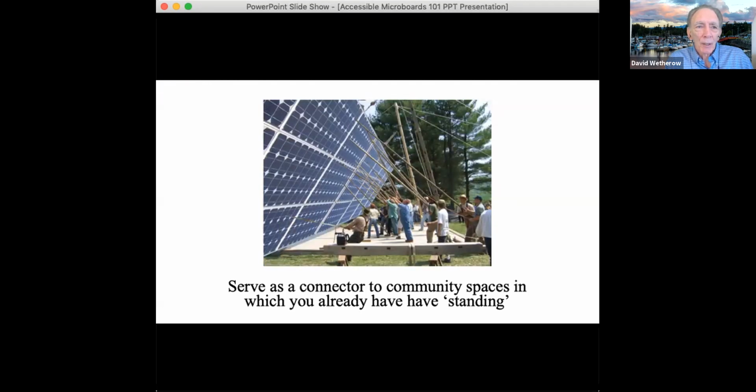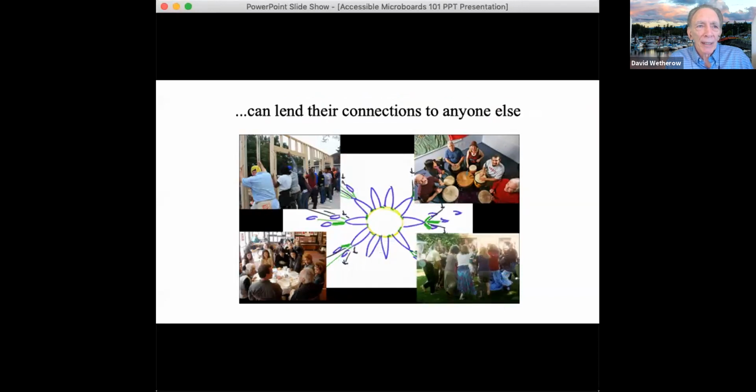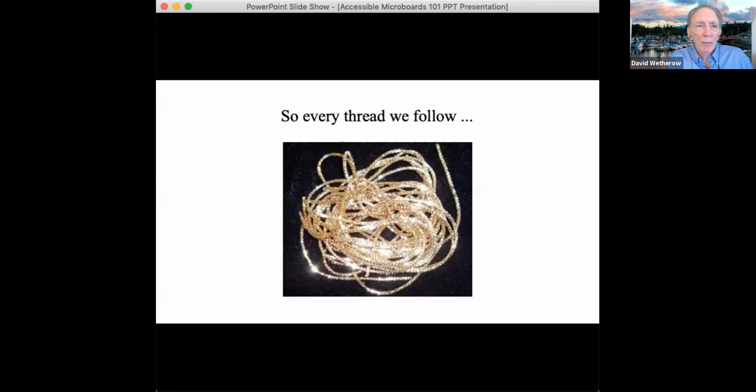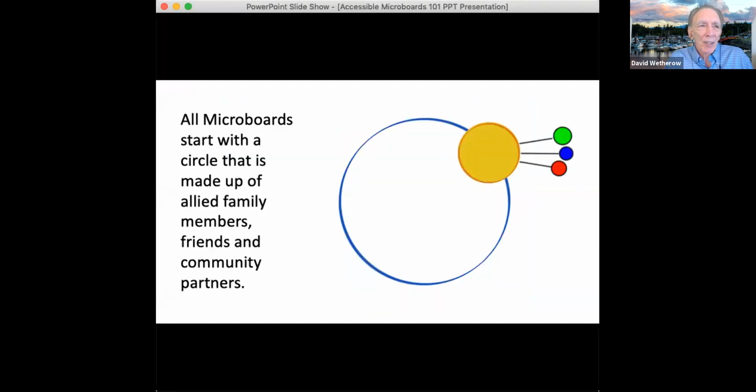Serve as a connector to the community spaces in which you already have standing. And remember that everybody in every one of these places, Toastmasters, a drumming group, a sailing group, a habitat build, every one of these people can lend their connections to anyone else. So every thread we follow, if we keep attending to who's there, where they're connected, what they carry on board, leads here to this very complex, very rich environment of family and friends and associations and skills and workplaces, learning places, community places.